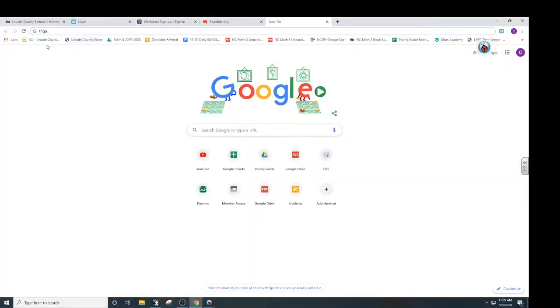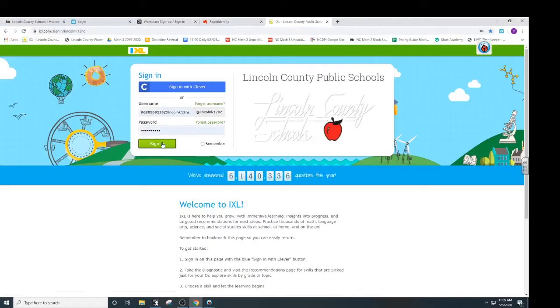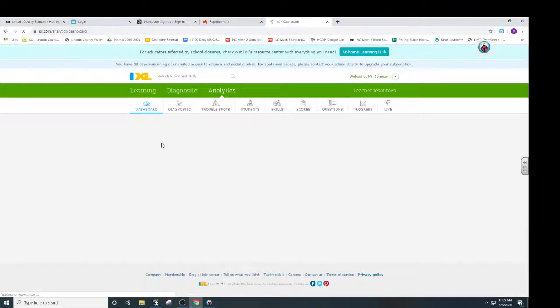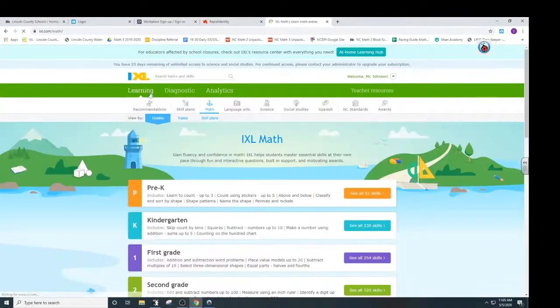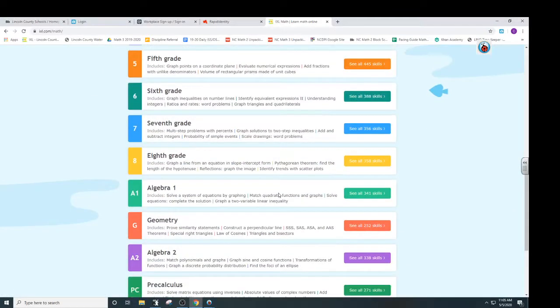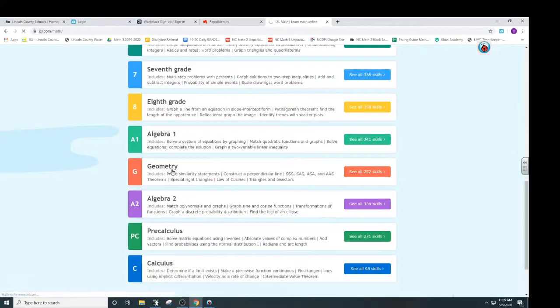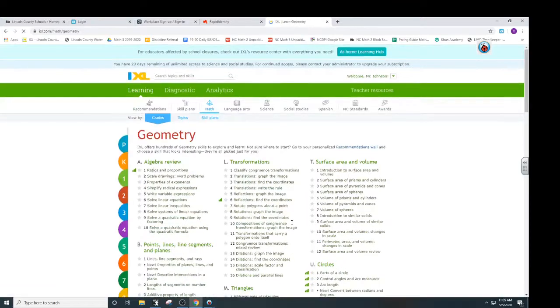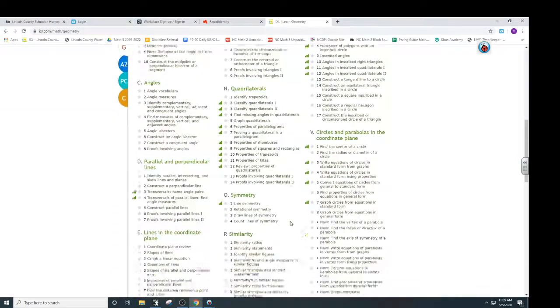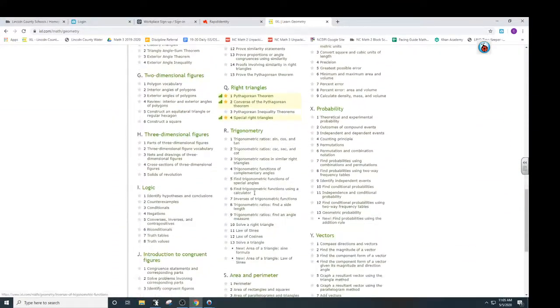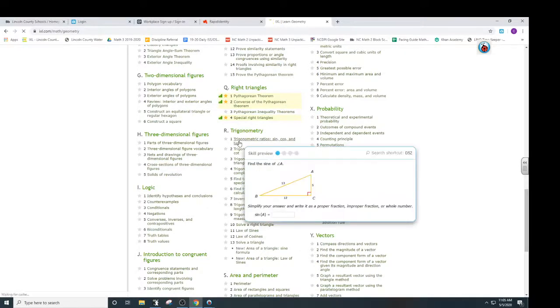So go to iExcel, click on that, and then my screen looks a little different than yours. I'm going to go down to geometry. That's where you're going to be working this week. And let's go down to trigonometry. Remember, the last thing you did was the right triangle stuff. Let's do one.